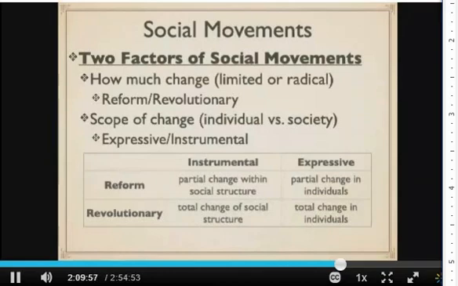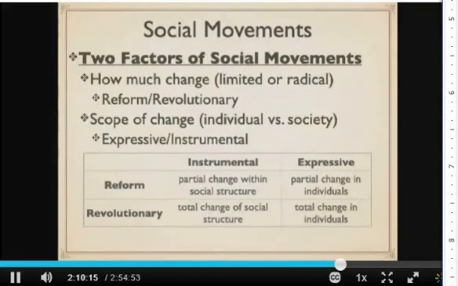Whereas, continue across there, right? So now we have still in the reform row, but now under expressive, right? So there we have partial change, still only about one part of society, but change at the individual level, not at the structural level. So an example of an expressive reform movement might be the Temperance Movement, the social movement that led to prohibition of alcohol in the 1930s, right?